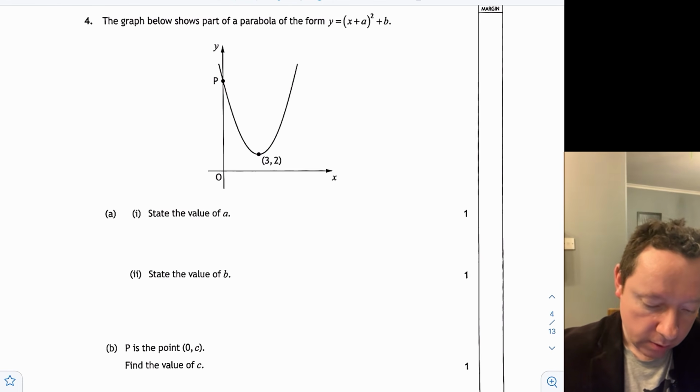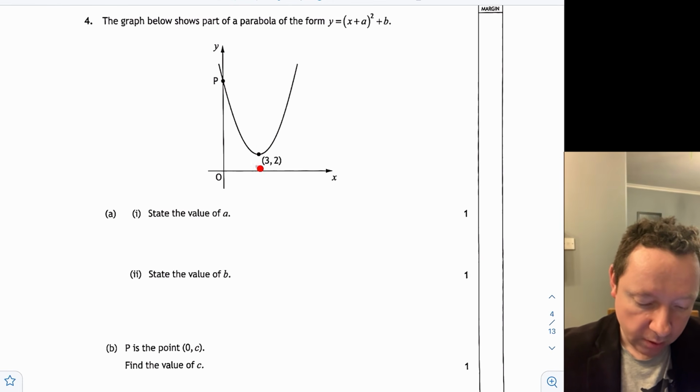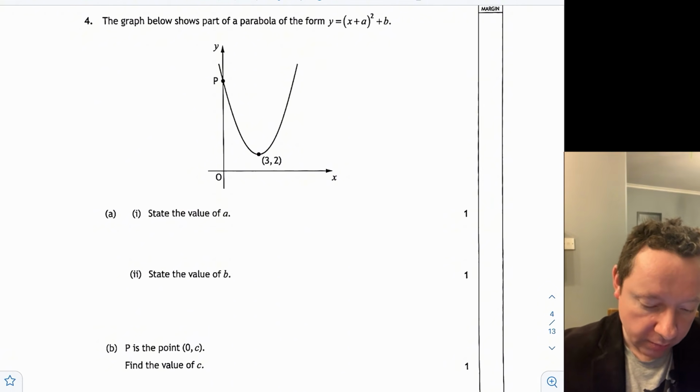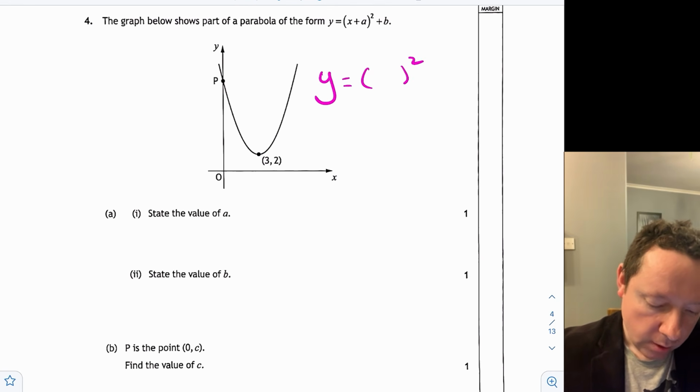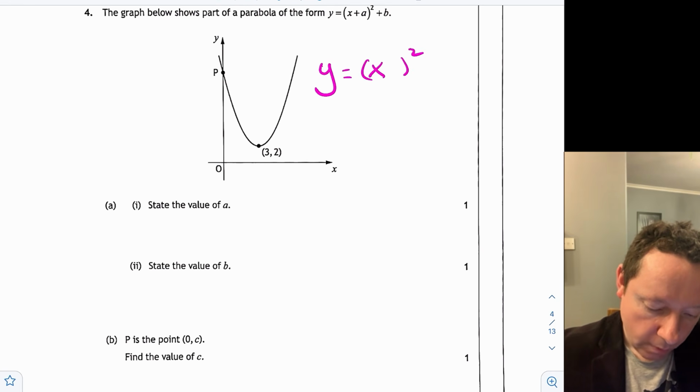So from the turning point, remember, if it's in completed square form, if I write this out, it would be y equals, so you've got x, and the sign changes for a. So it's 3 here, so it's minus 3. But for b, it stays the same.